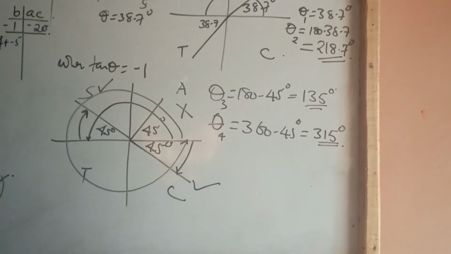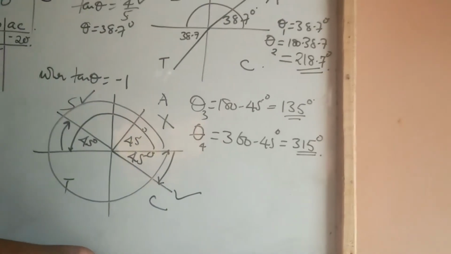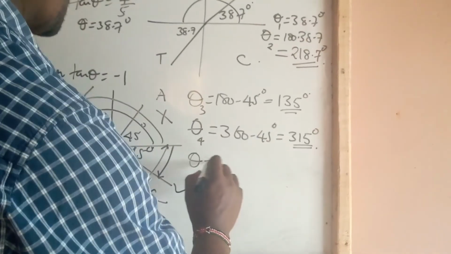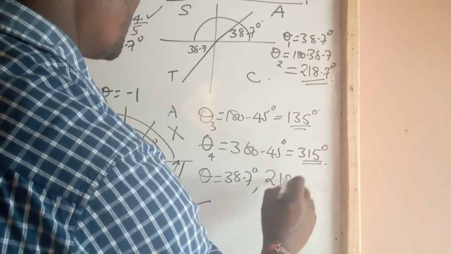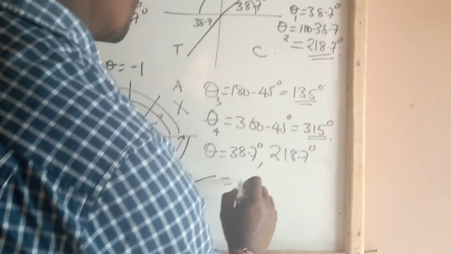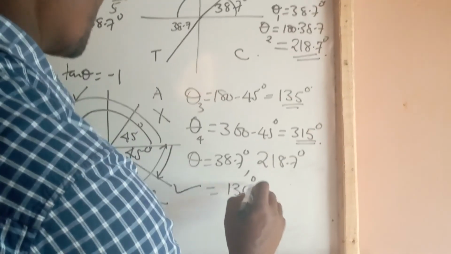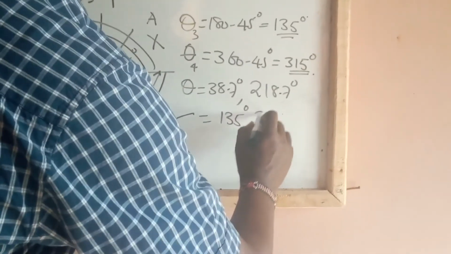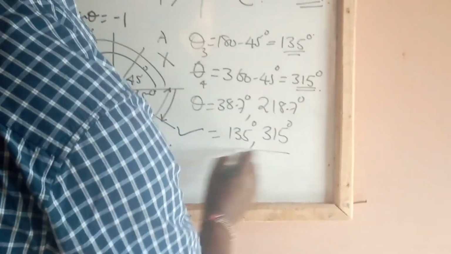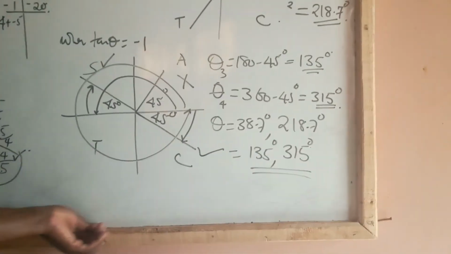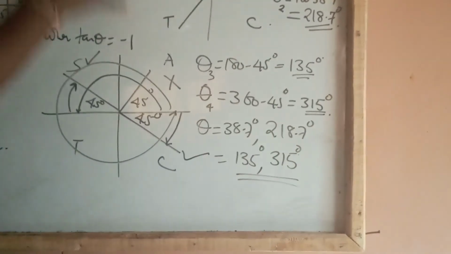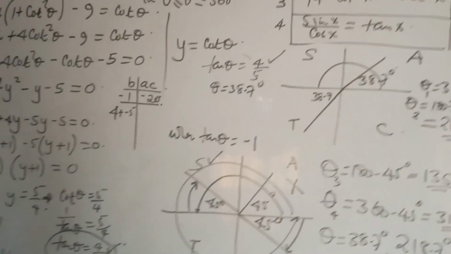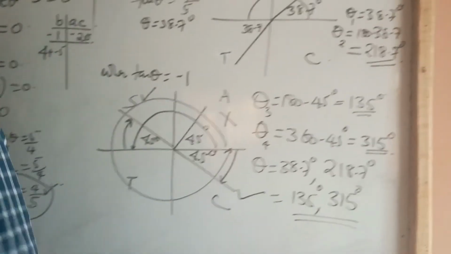So yes, we have been able to get the value of theta. If we line up all the possible values of theta, we're going to say theta is equal to 38.7 degrees. It's going to be 218.7 degrees. It's going to be 135 degrees. It's also going to be equal to 315 degrees. So all these are possible values of theta. And it is important that you exhaust all of them depending on the arrangement of the original relationship, so that you get full marks in such a question. All right.